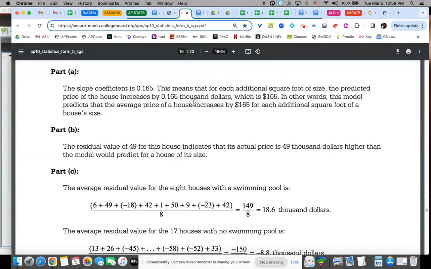Let me show you the answer key. So the slope is there for each additional square foot of size. That whole point of increasing by 1 is important. And then the model predicts the predicted price of the house increase is $165.